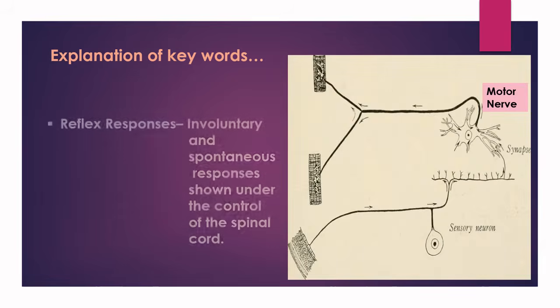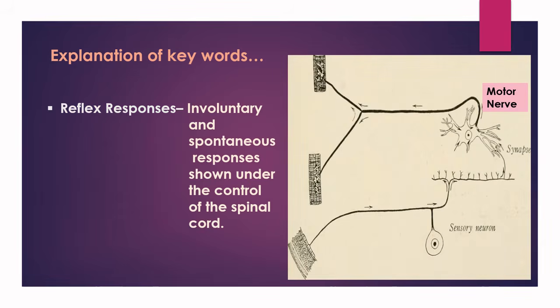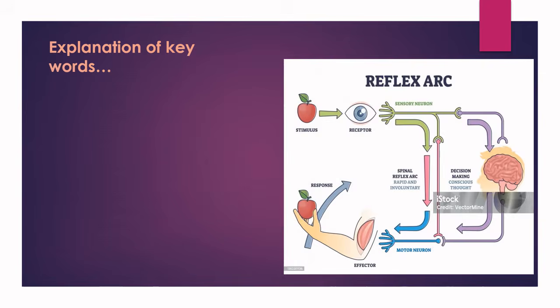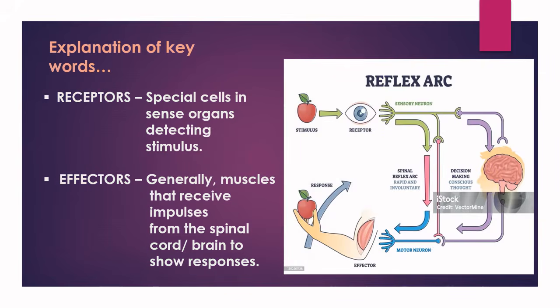Reflex responses: involuntary and spontaneous responses shown under the control of the spinal cord. Here, no function of the brain is needed. We can also add some more keywords which we feel are necessary for the explanation of the topic. I added receptors and effectors. Receptors are the special cells in sense organs detecting stimulus. Effectors, generally the muscles, receive impulses from the spinal cord or brain to show the responses.